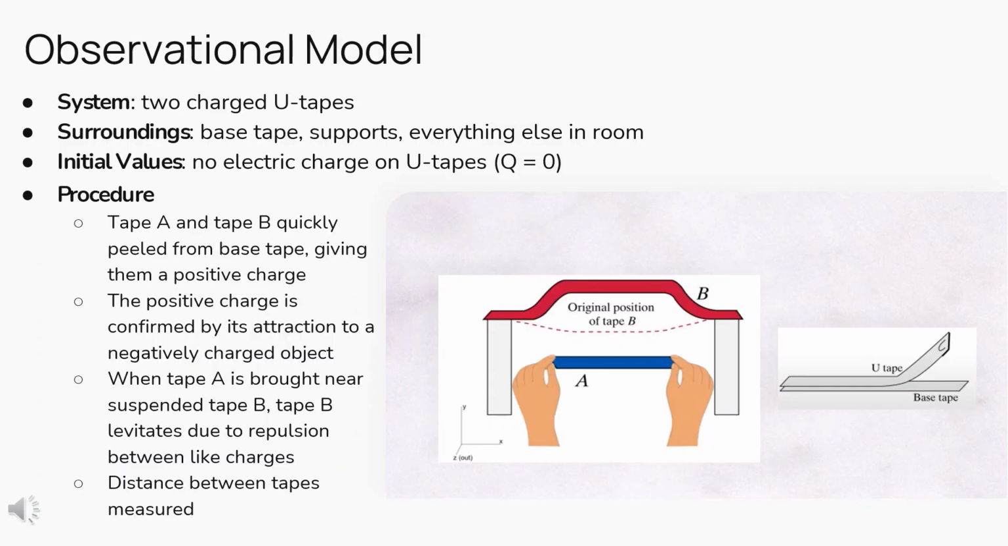The observational model has a system of two charged U-tapes. The surroundings are the base tape, the supports, and everything else in the room. The initial value is that there is no electric charge on the U-tape, so Q equals 0. The procedure was that tape A and tape B are quickly peeled from the base tape, giving them a positive charge. The positive charge is conferred by its attraction to a negatively charged object, and when tape A is brought near, suspended tape B levitates due to the repulsion between the like charges of the tape. The distance between these tapes was also measured, and there are some diagrams of what that is.